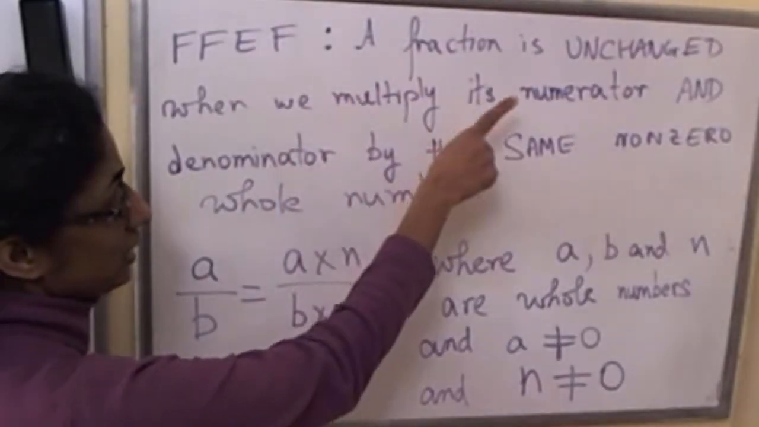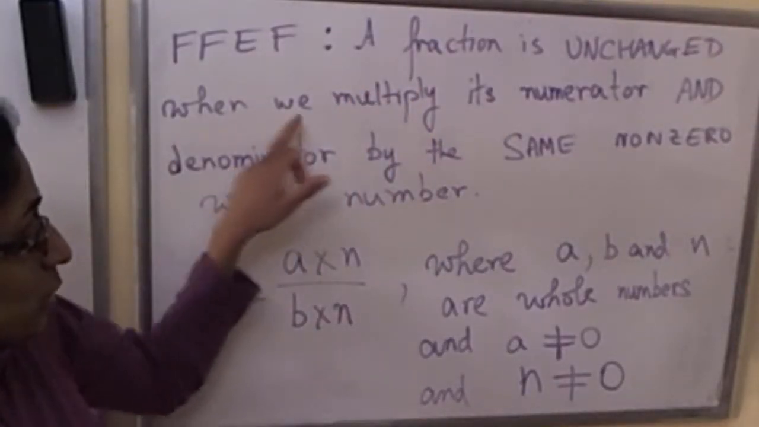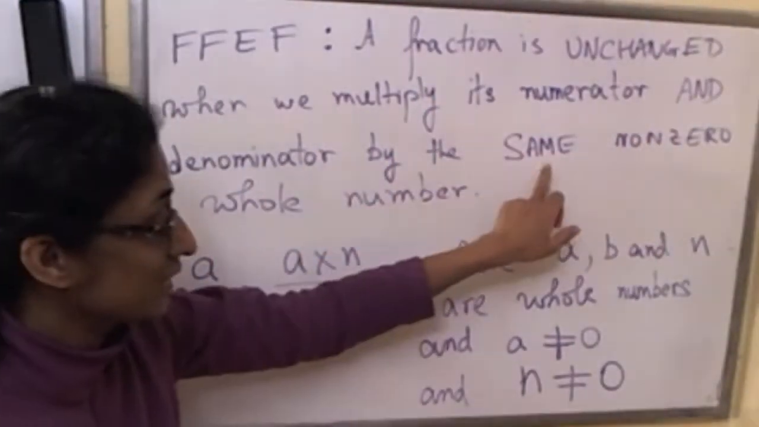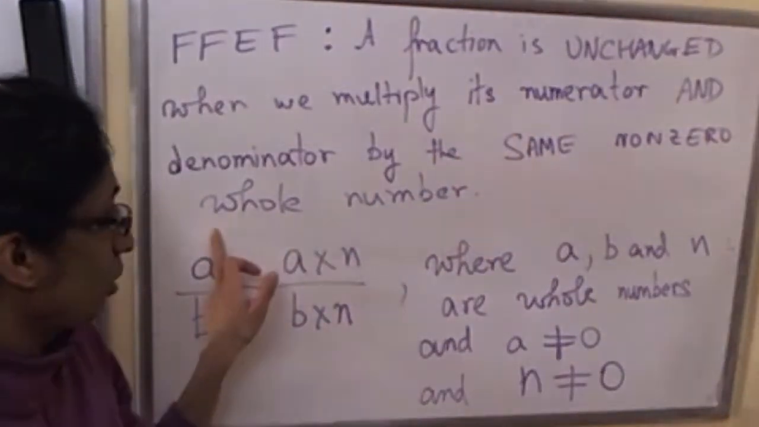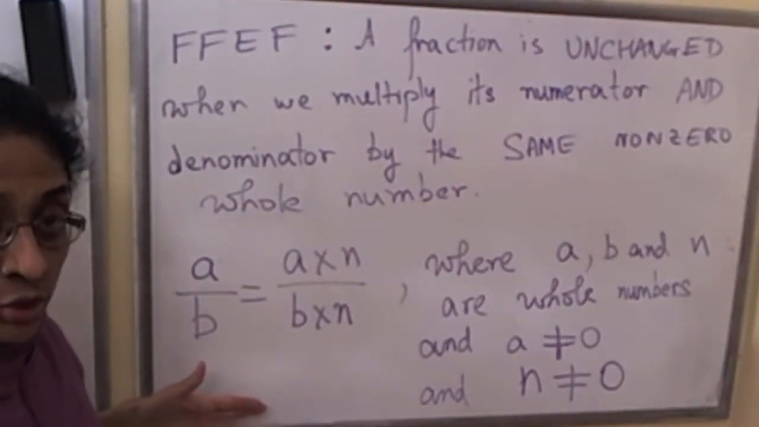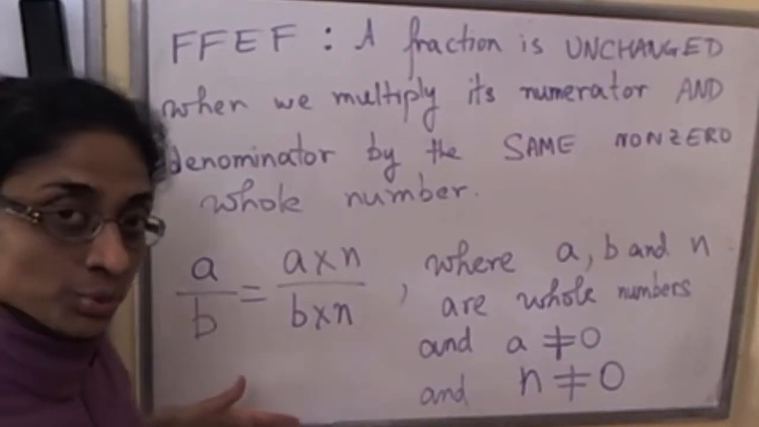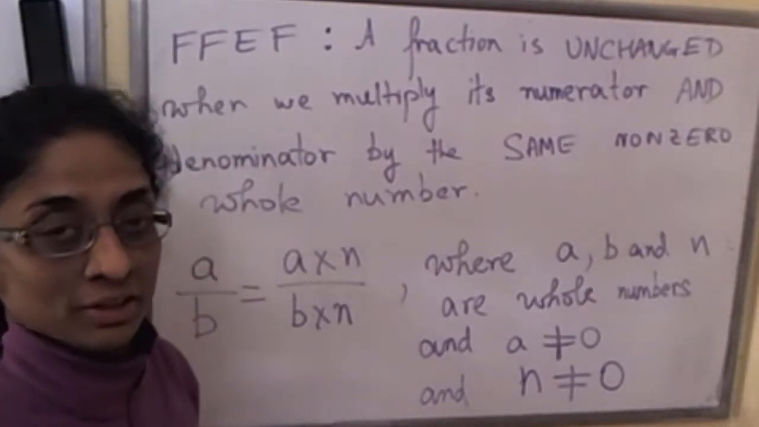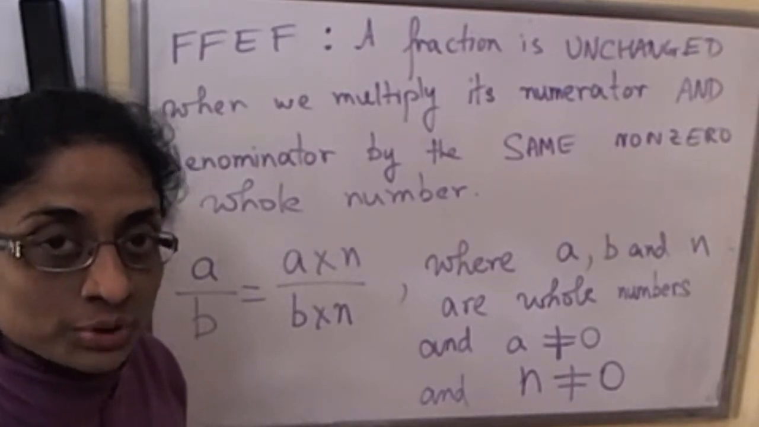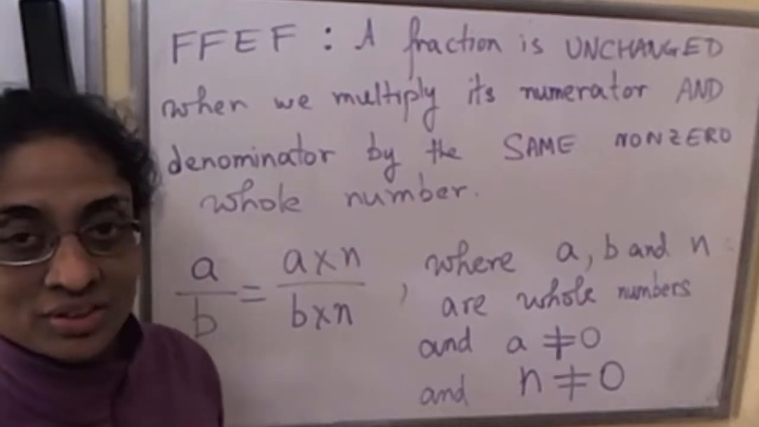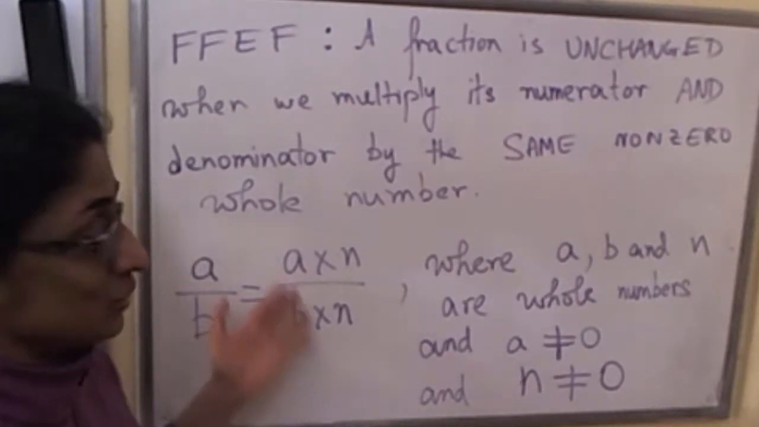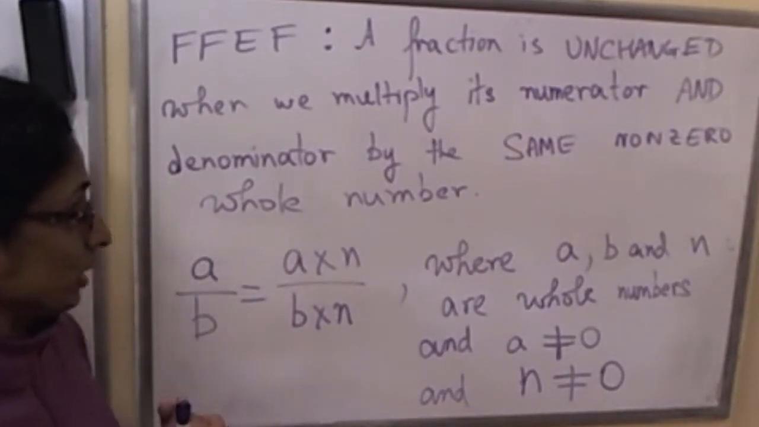A fraction is unchanged when we multiply its numerator and denominator by the same non-zero whole number. We can also write it symbolically using letters as follows, and you will see when we go back to adding fractions with unlike denominators, you will see why the symbolic notation is the most useful, because we directly use this and so on. So let's look at what I have here.